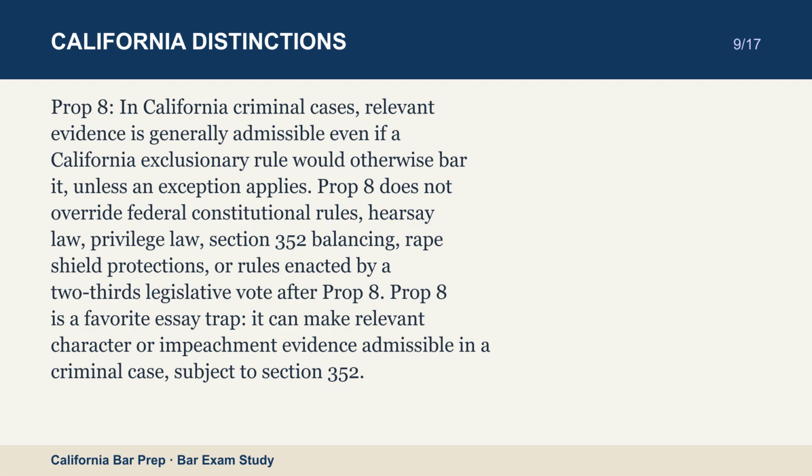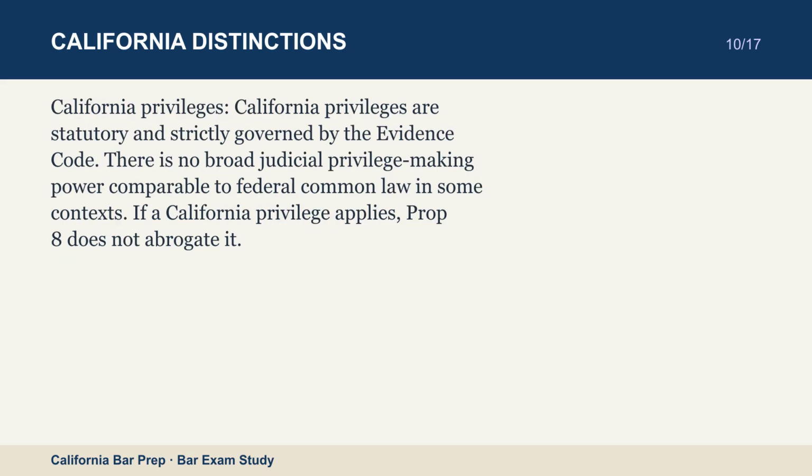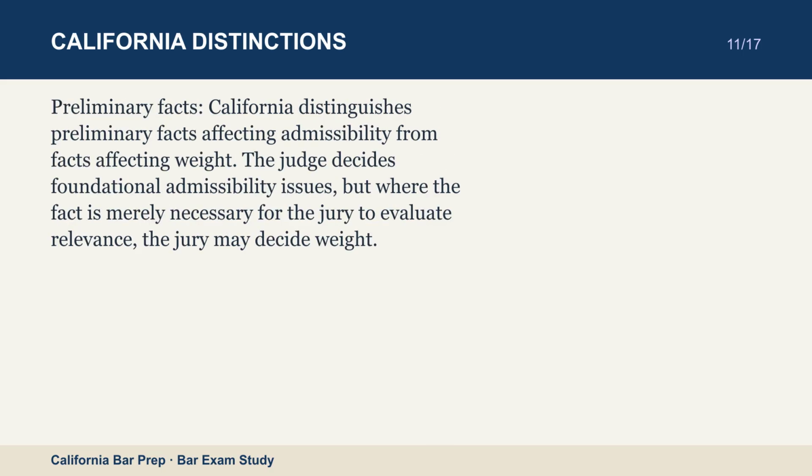California privileges. California privileges are statutory and strictly governed by the Evidence Code. There is no broad judicial privilege-making power comparable to federal common law in some contexts. If a California privilege applies, Prop 8 does not abrogate it. Preliminary facts. California distinguishes preliminary facts affecting admissibility from facts affecting weight. The judge decides foundational admissibility issues, but where the fact is merely necessary for the jury to evaluate relevance, the jury may decide weight.